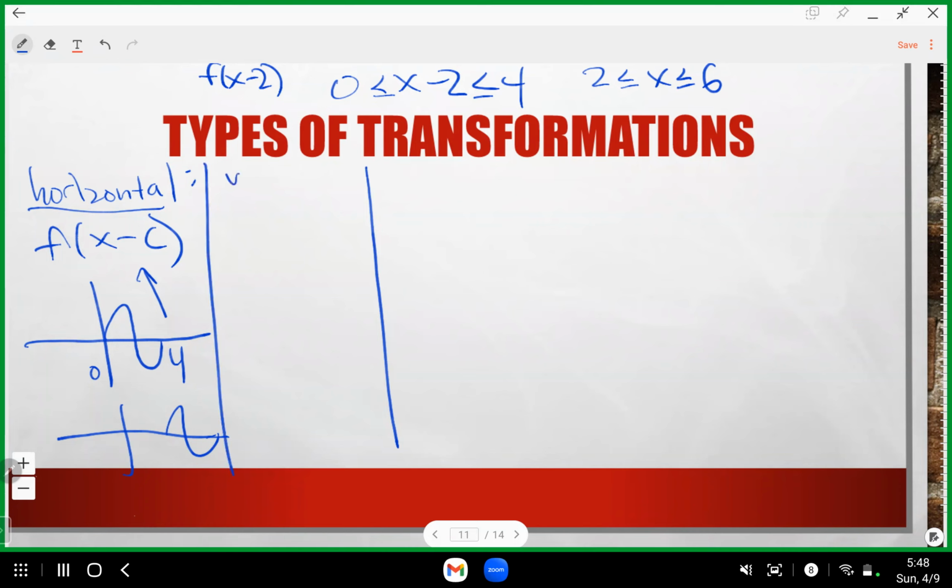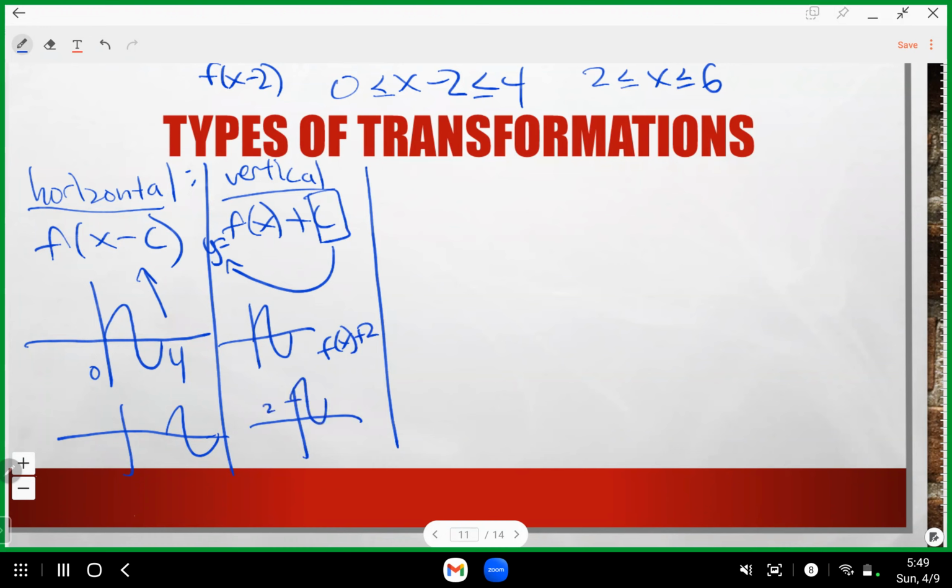Next is vertical. Vertical, very simple. It's f of x plus c. As you can see, y is equal to f of x, right? So this c is not affecting the x's in any way. The domain is not changing, except the y value is changing, the range, because the c is being added to the y. So let's say this is f of x, and you have f of x plus 2. All you're doing is moving this up by 2 units. Very simple, like this. Moving it up by 2 units.